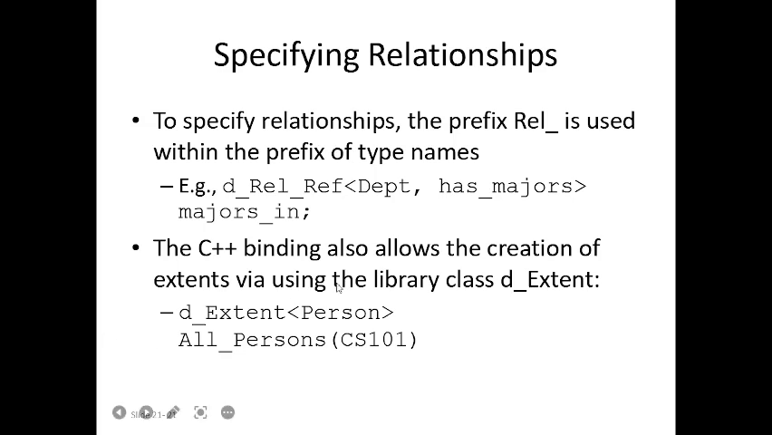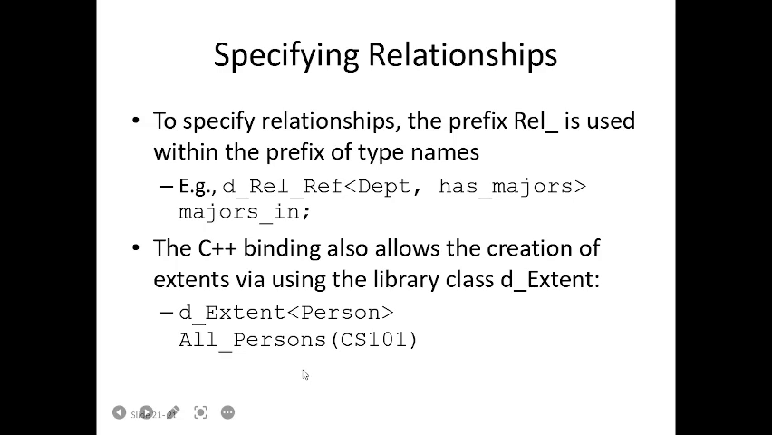And the C++ binding also allows the creation of extents via using the library class d_Extent. Okay. For example, we have d_Extent<Person> all_persons of CS101. So the programmer would create a named collection object all_persons whose type would be d_Set<Person>, in the database CS101, that would hold persistent objects of type person.